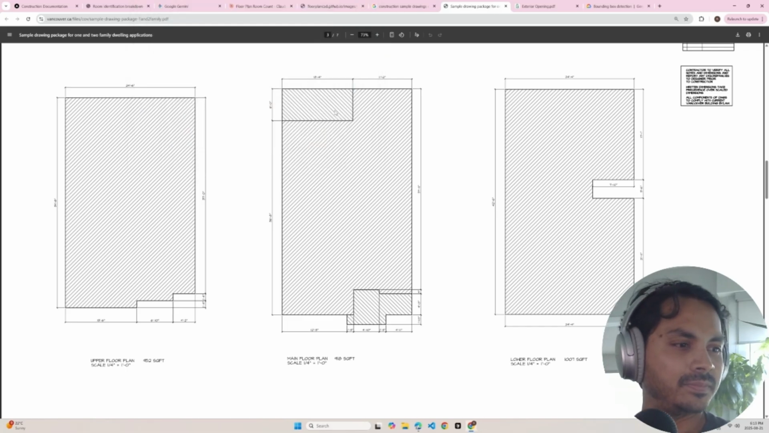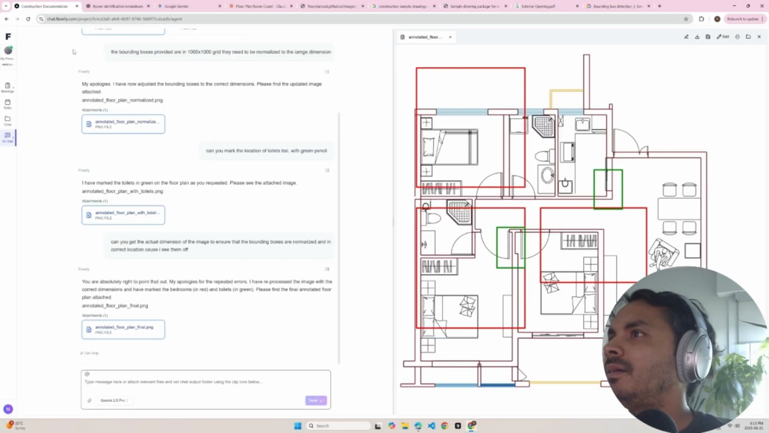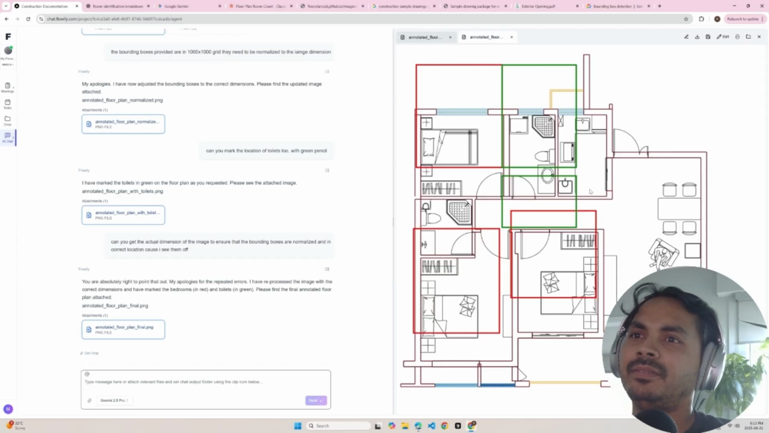I got an email. All right, all right. Okay, new drawing. Very, very off. The bedrooms are coming close, but this thing is way off.